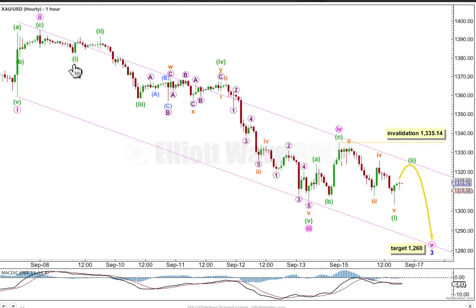There's nice alternation here between the second wave and this fourth wave. They're both zigzags, but the second wave is a lot deeper. It's 62% the length of the first, and within it the C wave is a lot shorter. It's 1.16 longer than 0.382, the length of the A wave. So there's a nice ratio between those there.